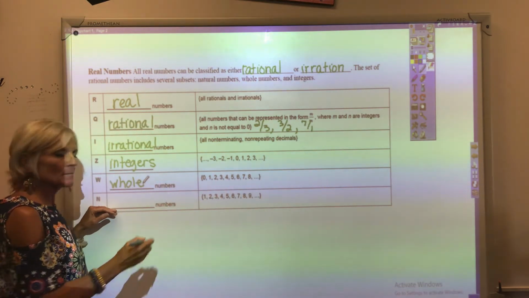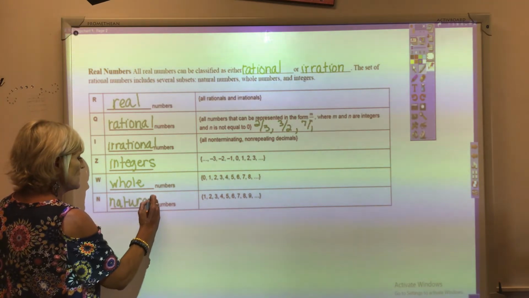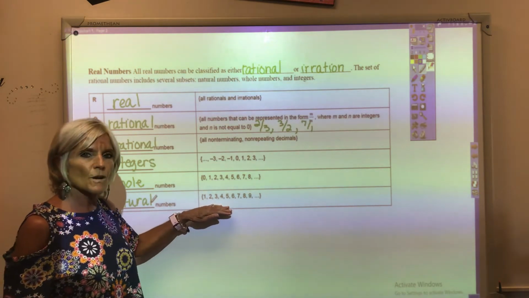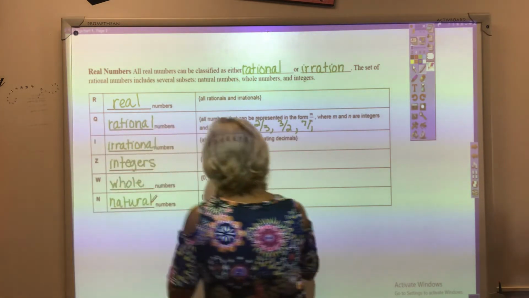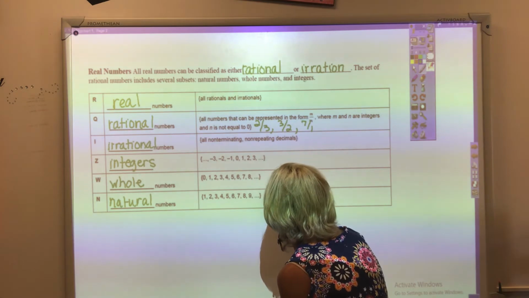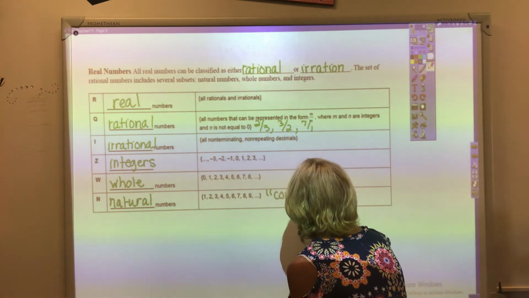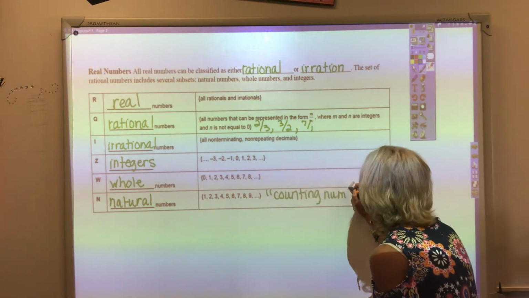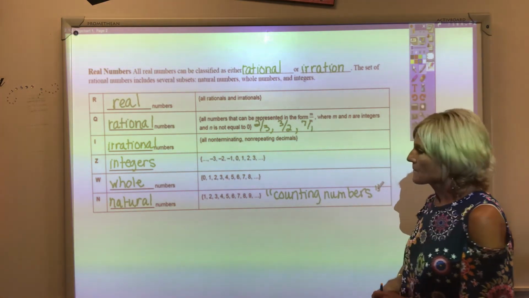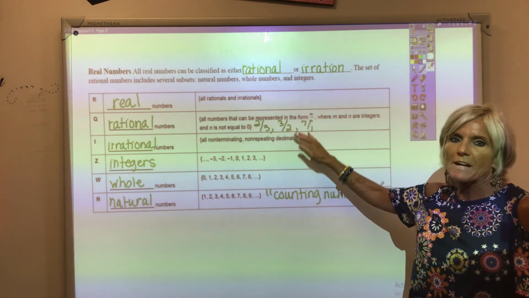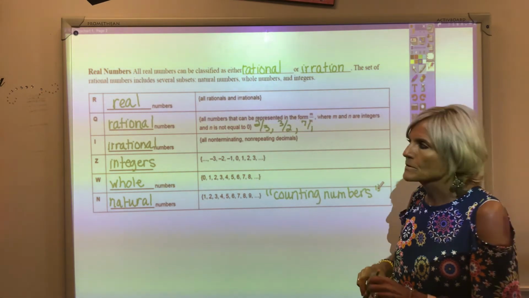Natural numbers, represented by N, are all your whole numbers except 0. Another word to use in place of natural, if it's easier, is to think of these as your numbers that you count with. So these are counting numbers. Okay, so these are the classifications for rational numbers. We're going to use these letters to identify certain numbers.